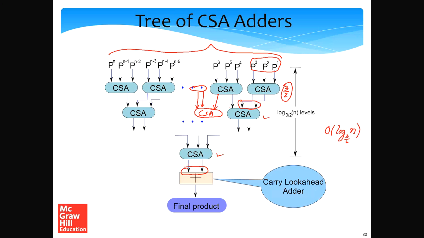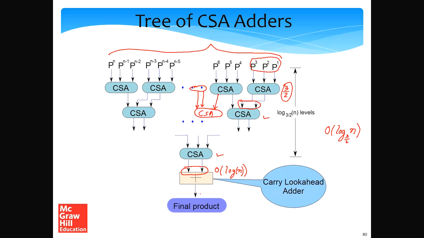of these two numbers. Once we have two numbers, we can use a regular carry look ahead adder, which again takes order of log n time, to add these two numbers. So these two numbers will be much larger and they will have roughly 2n bits, but that's okay. The complexity relation still holds, and then we'll get the final product.